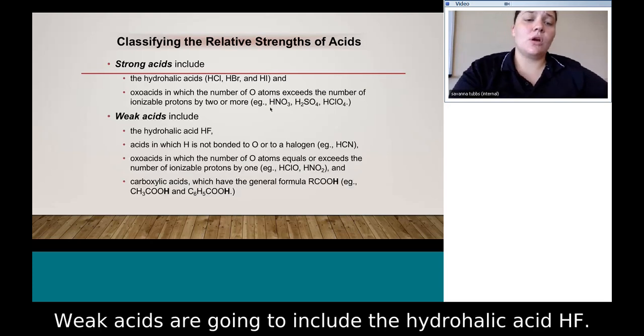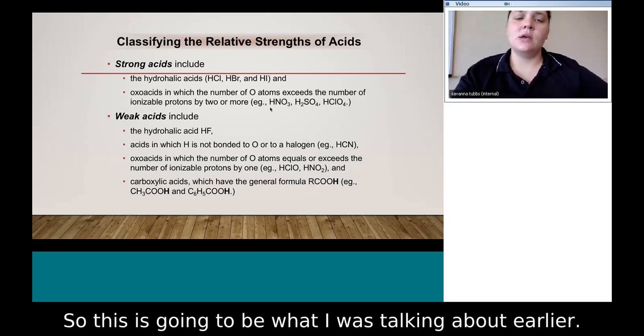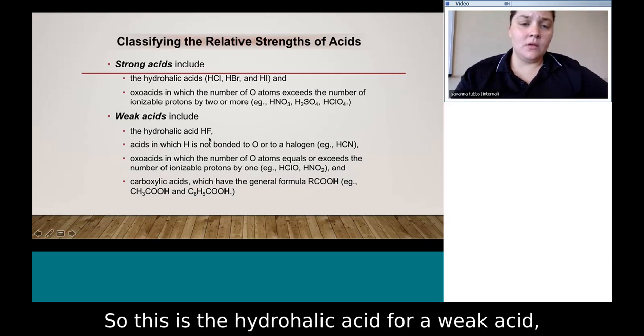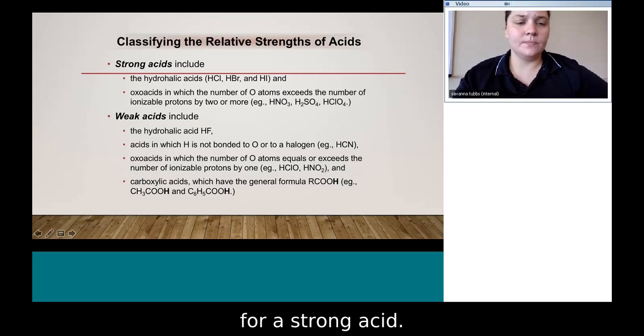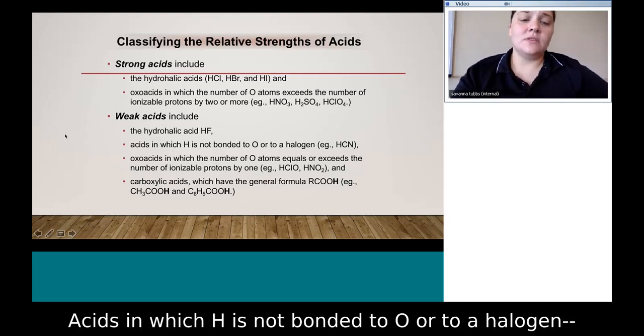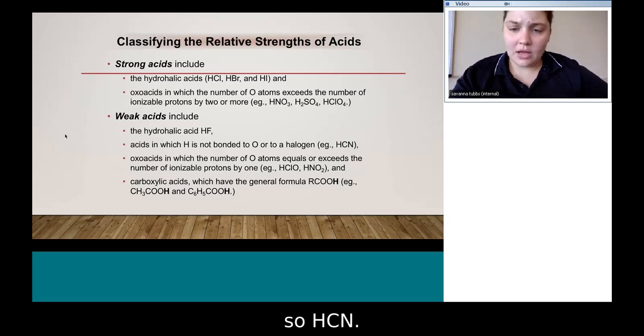Weak acids are going to include the hydrohalic acid HF. This is what I was talking about earlier. This is the hydrohalic acid for a weak acid, while HCl, HBr, and HI are the hydrohalic acids for a strong acid. Weak acids also include acids in which H is not bonded to O or to a halogen, such as HCN.